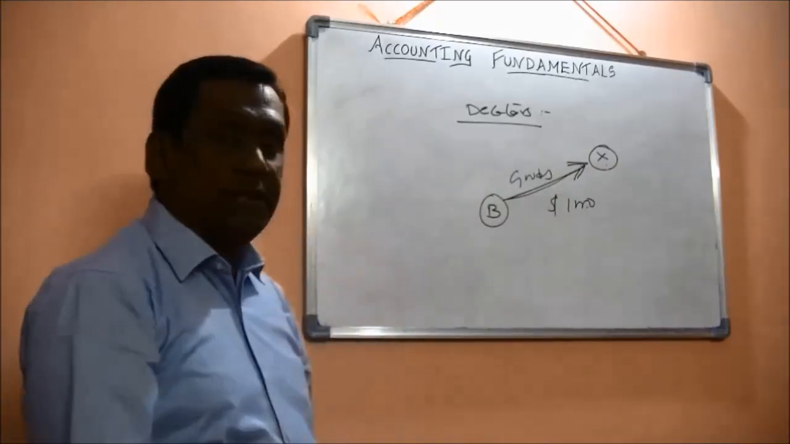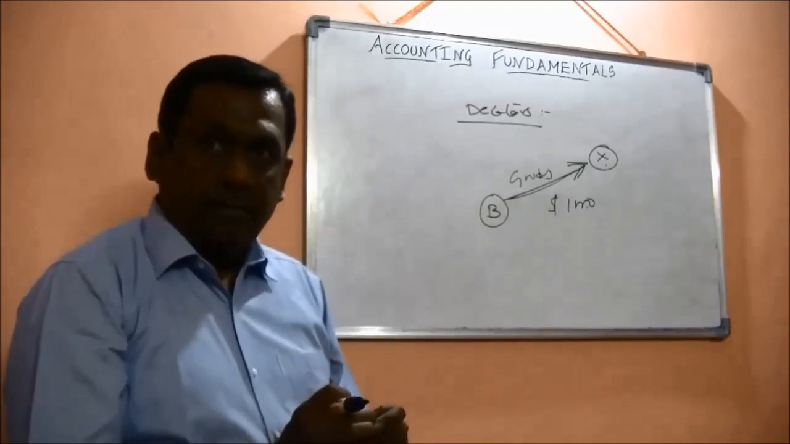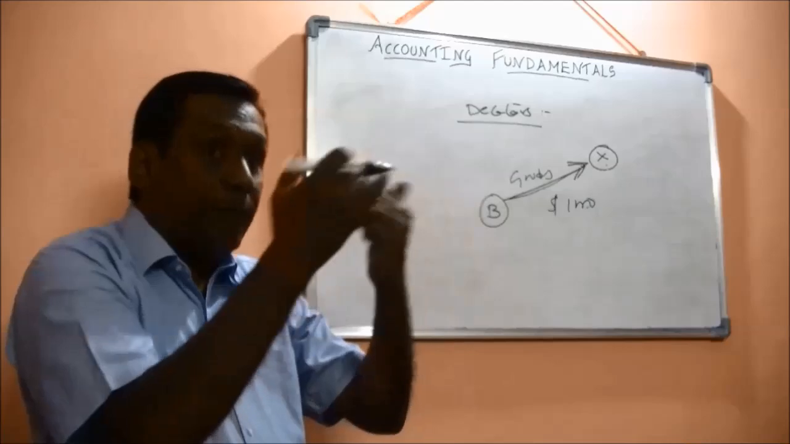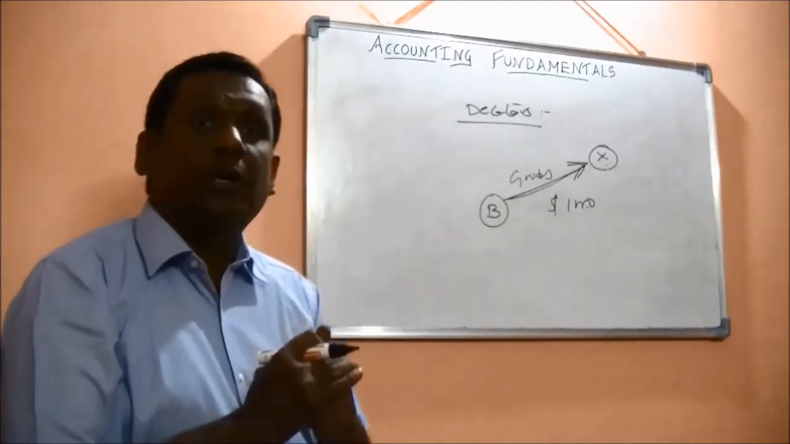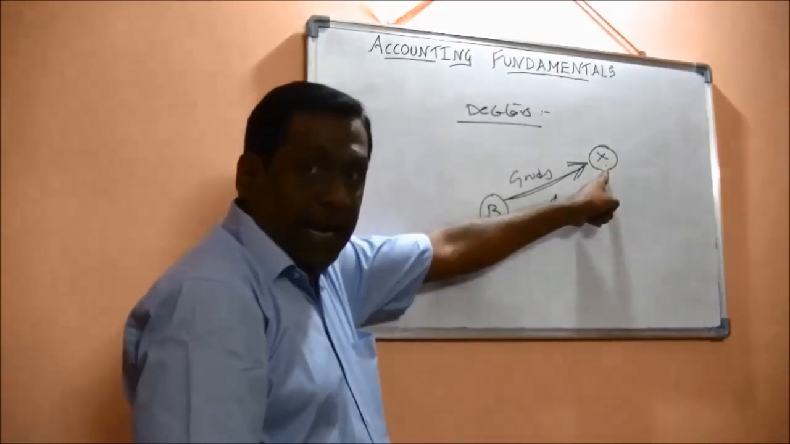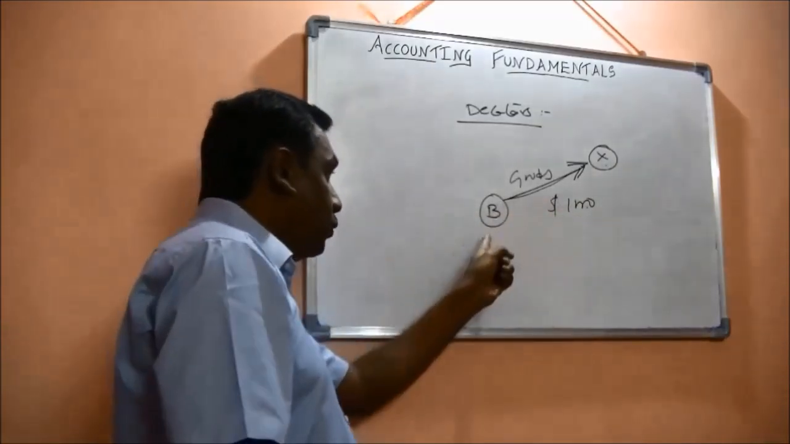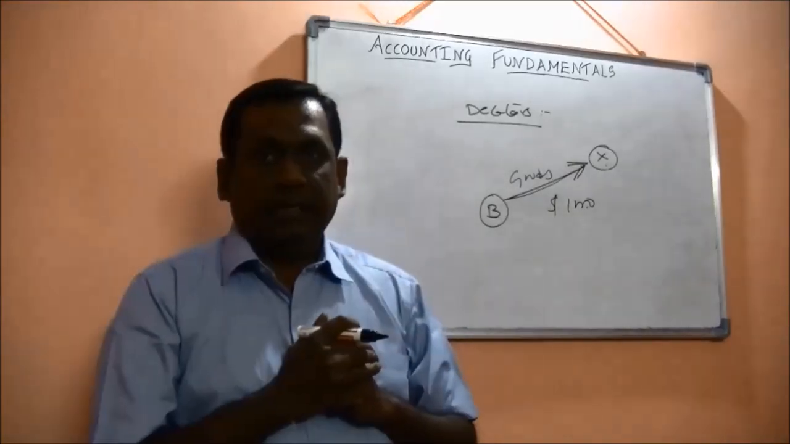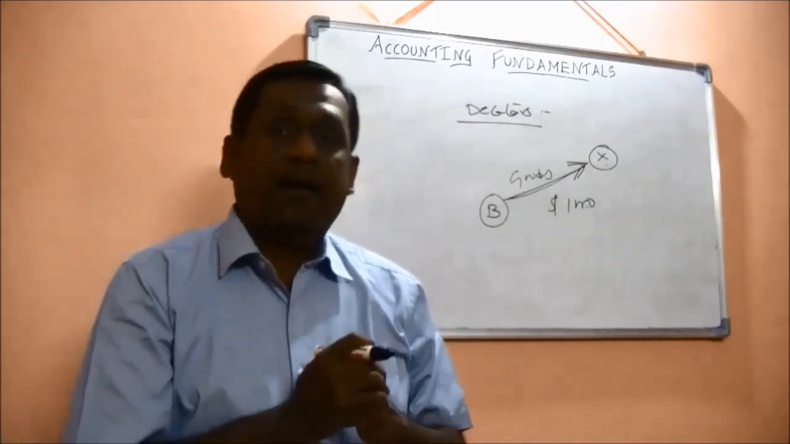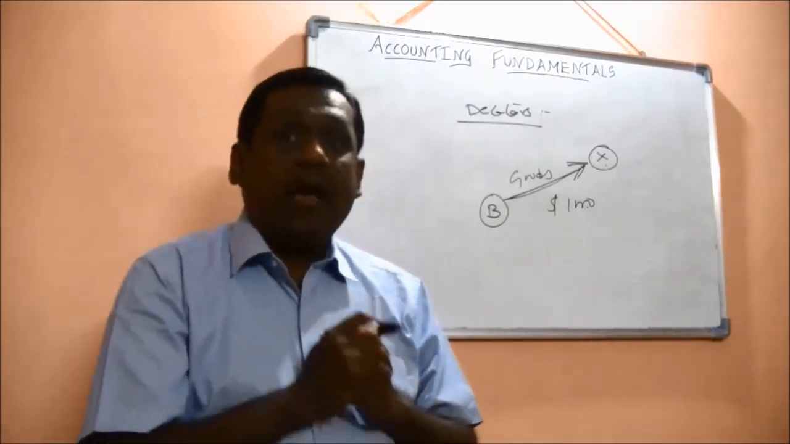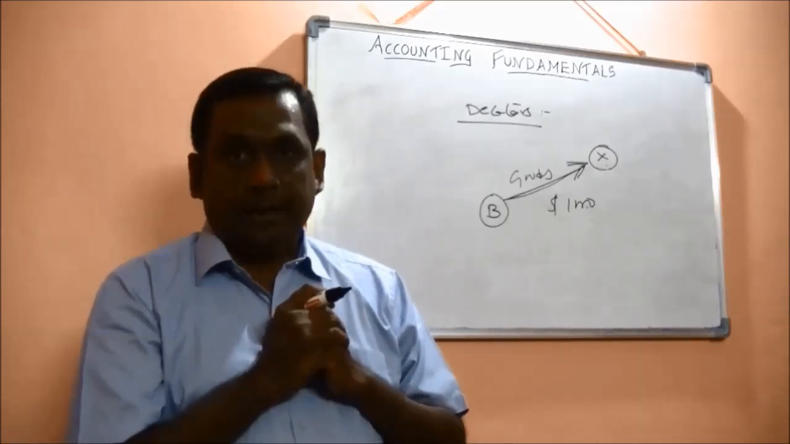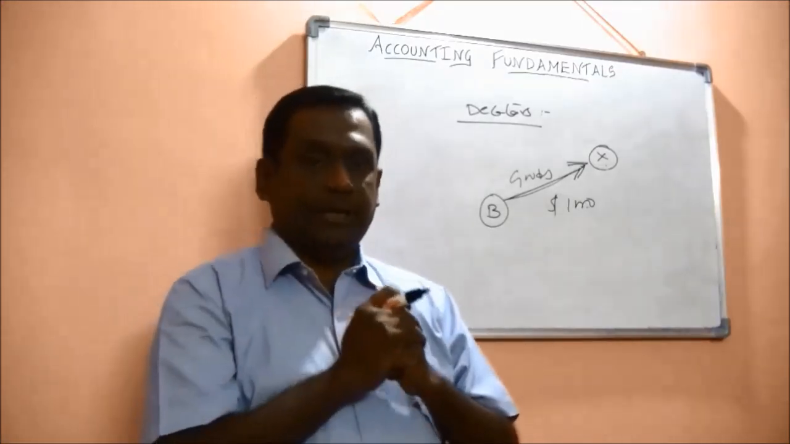So what does the definition say? The person who is liable to pay a certain amount to our business is known as a debtor. Here, X is liable to pay $1,000 to this business. So, X will be considered as a debtor. A debtor is also called a customer.